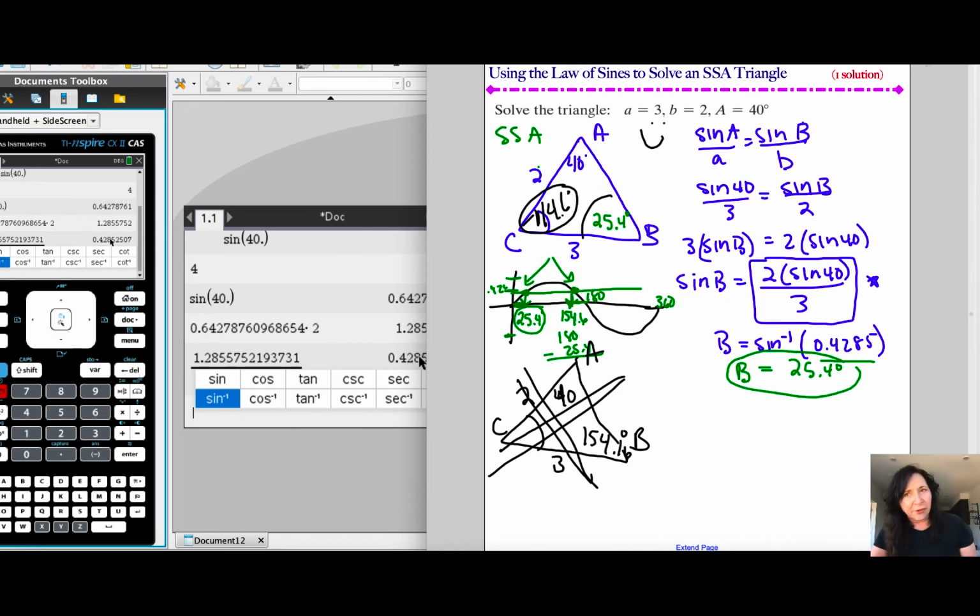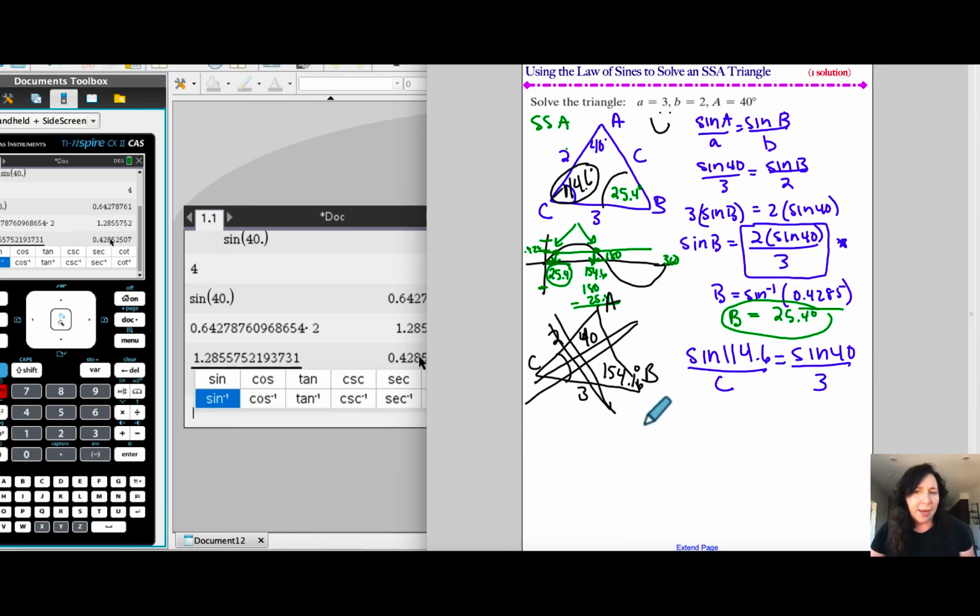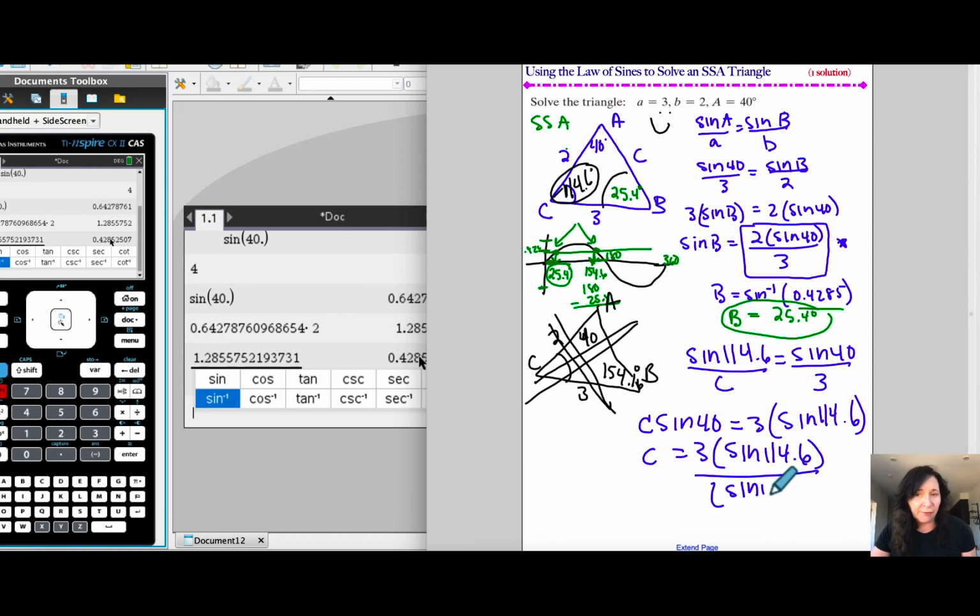So the only thing left for me to do now is, I've got angle A, angle B, angle C. I actually just need little c. So we're going to go sine of angle C, so sine of 114.6 over little c is equal to, and pick either one, I'm going to use A, sine of 40 degrees over little a, which is 3. Cross multiply, I get c times sine of 40 degrees is equal to 3 times sine of 114.6. And so little c is equal to 3 times sine of 114.6 divided by, parentheses, sine of 40 degrees.